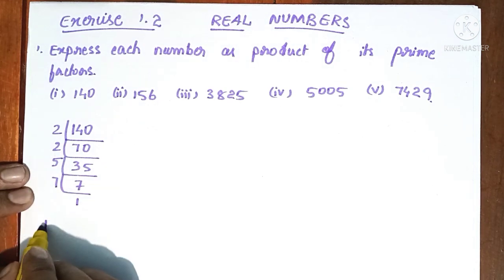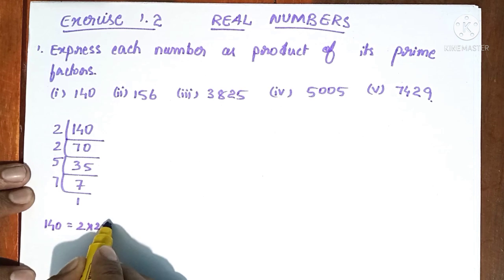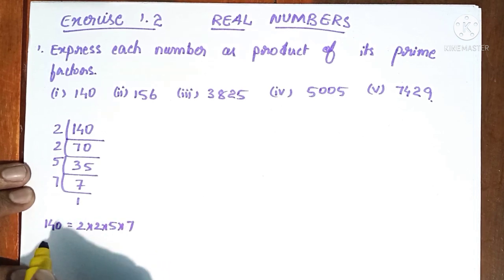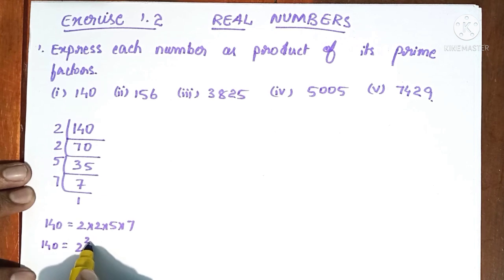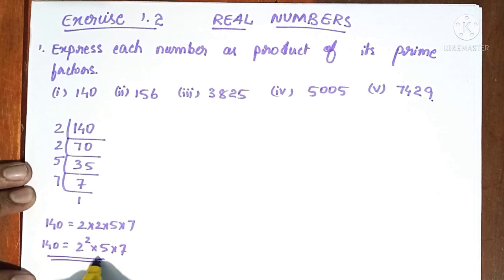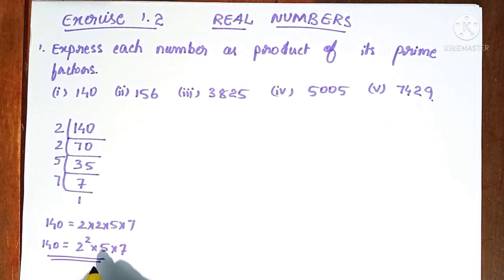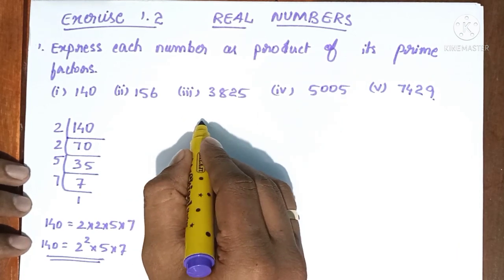So how we can write? 140 is equal to 2 into 2 into 5 into 7. Also we can write 140 is equal to 2 square into 5 into 7. So this is our solution. Now let's see the second one. Second one is 156.